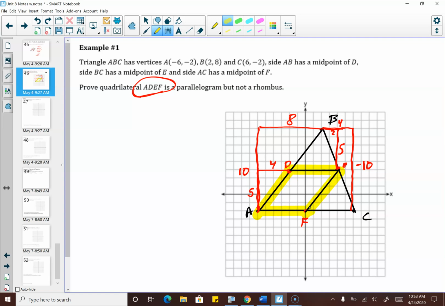So we're trying to prove that ADEF, that quadrilateral, is a parallelogram, but not a rhombus. Okay, so we should know by now probably the easiest way to prove that something is a parallelogram is to do our slopes. All right. So what I'd like everybody to do is find the slope of all four of those sides. So pause the video for a second, and when you're ready, then you can play it again.